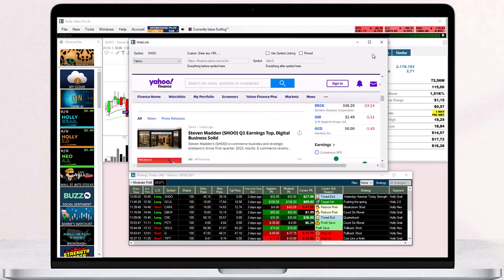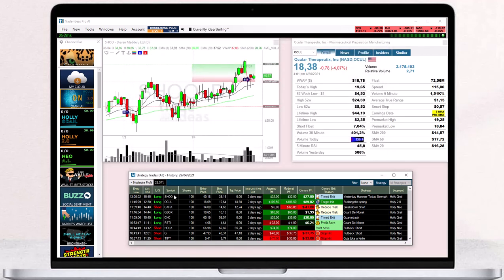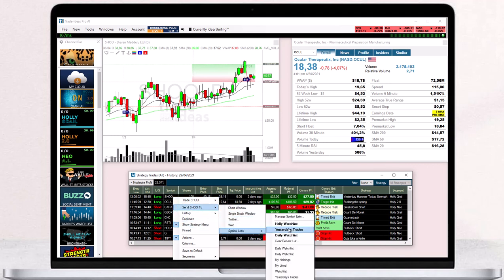Lastly, you can send the stock symbol to one of your symbol lists. This is particularly helpful if you would like to bookmark the stock and continuously monitor it independent of Holly.